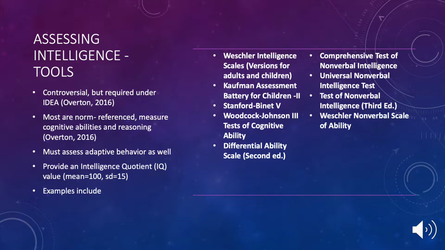Some of these tests include the Wechsler Intelligence Scales, the Kaufman Assessment Battery, Stanford-Binet, Woodcock-Johnson, Differential Ability Scale, Comprehensive Test of Nonverbal Intelligence, Universal Nonverbal Intelligence Test, Test of Nonverbal Intelligence 3rd edition, and the Wechsler Nonverbal Scale of Ability. And these tests not only assess behaviors, but academic achievement and performance.